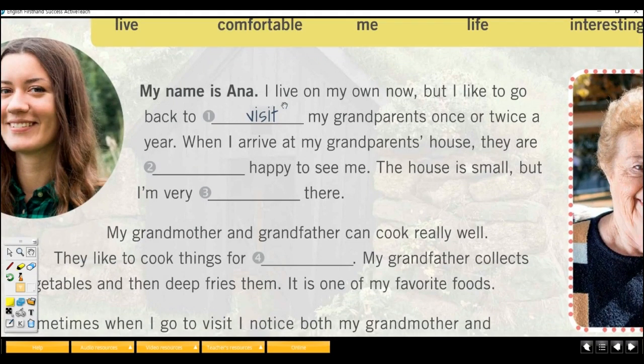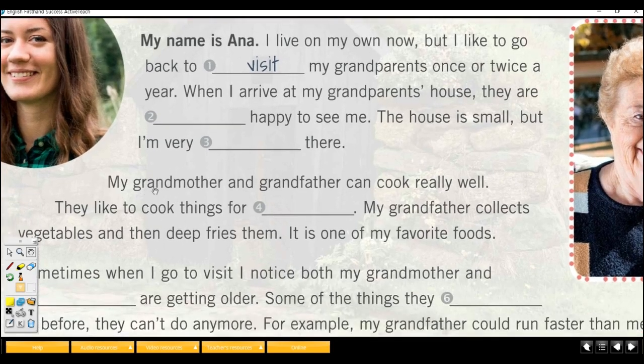My name is Anna. I live on my own now, but I like to go back to visit my grandparents once or twice a year. When I arrive at my grandparents' house, they are something happy to see me. The house is small, but I'm very something there. My grandmother and grandfather can cook really well. They like to cook things for somebody. My grandfather collects vegetables and then deep fries them. It is one of my favorite foods.